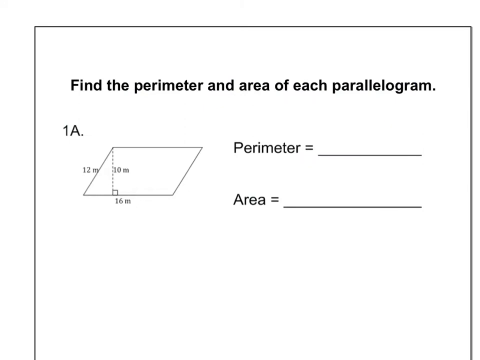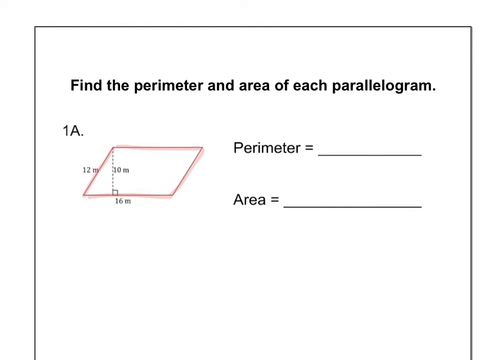Find the perimeter and area of each parallelogram. Let's talk about perimeter for a minute. Do you guys remember what perimeter means? Perimeter means the distance around the outside of something. So if I add this side plus this side plus this side plus this side, if I add up all four of those sides, I would get the perimeter.